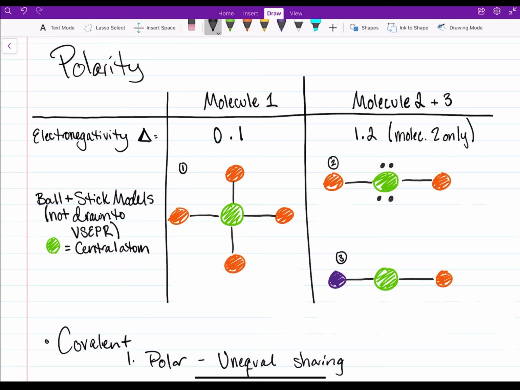You guys saw this chart in your introduction, and we have the electronegativity differences, and we have a general ball and stick model of some molecules here. So let's take a look at those and see what we notice about polarity. Our first one, if it is a 0.1 electronegativity difference, is going to be a nonpolar molecule. So molecule 1 here is nonpolar. Molecules 2 and 3 are going to be polar molecules because their electronegativity difference is larger.